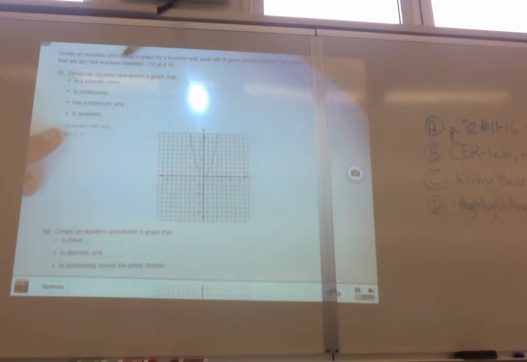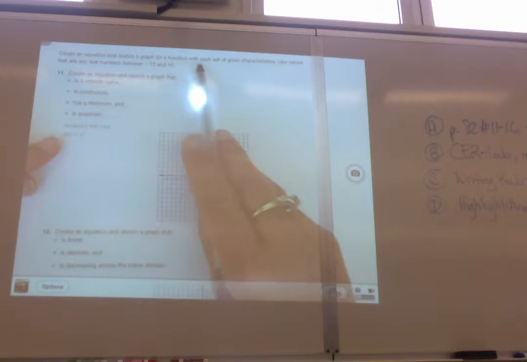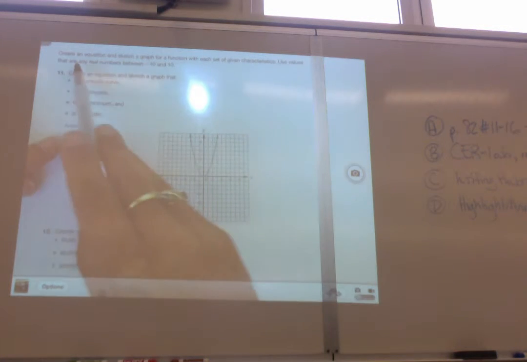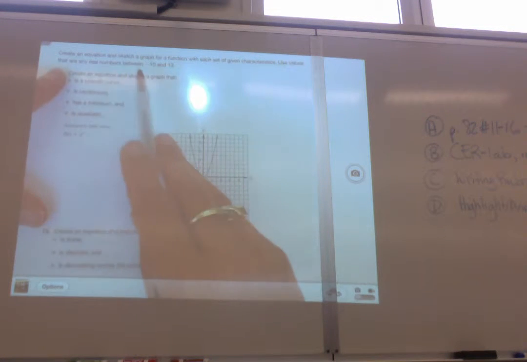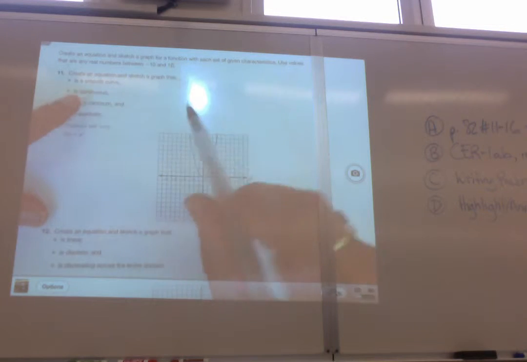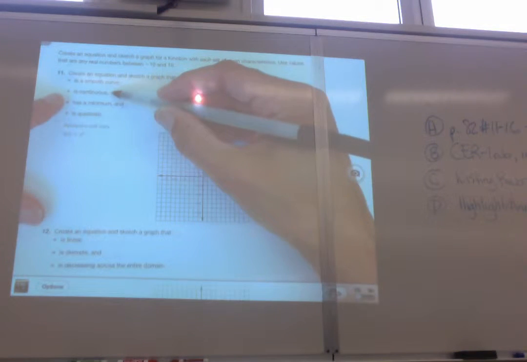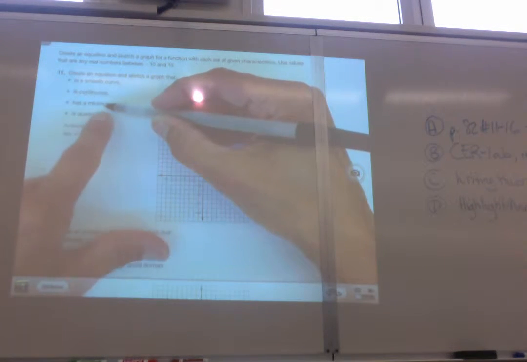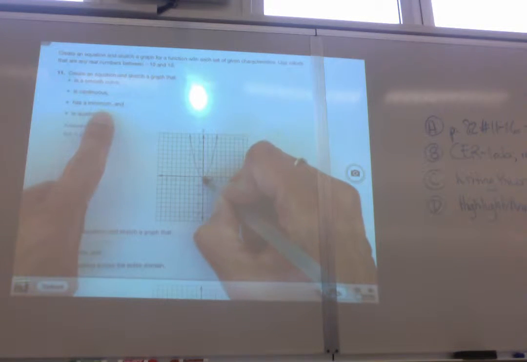Create an equation, sketch the graph of the function, and it might help most now that you have a calculator. With each given characteristic, use windows between -10 and 10. It's a smooth curve, continuous, has a minimum, so it's quadratic. So they show us that, and it is quadratic.